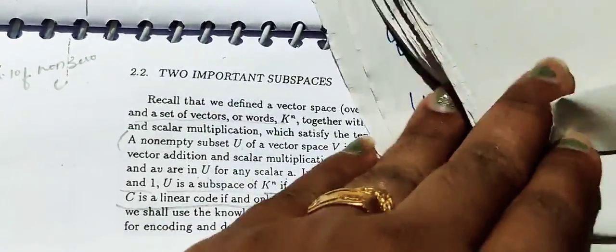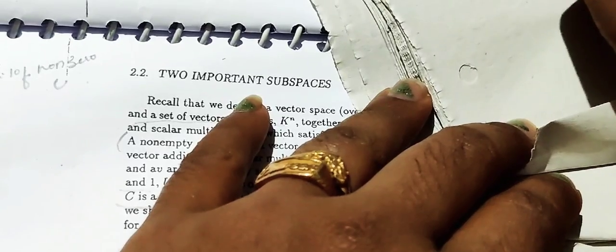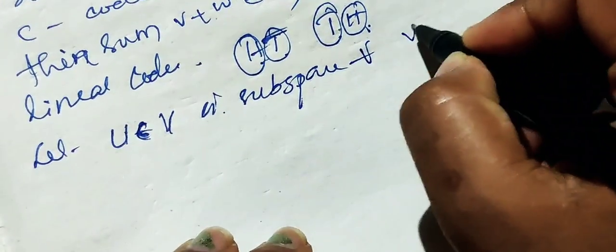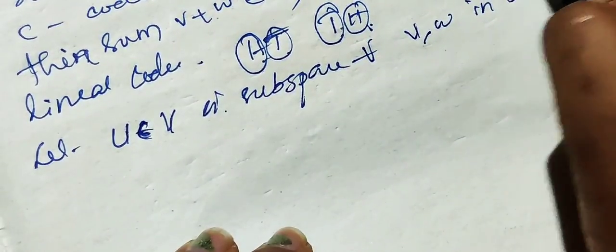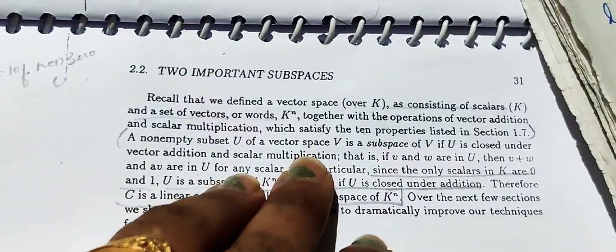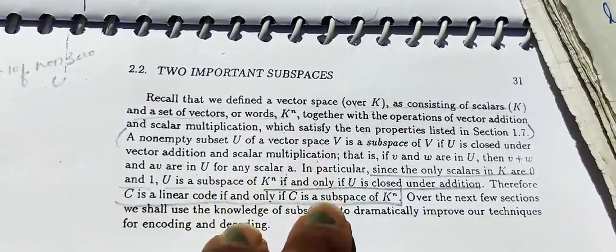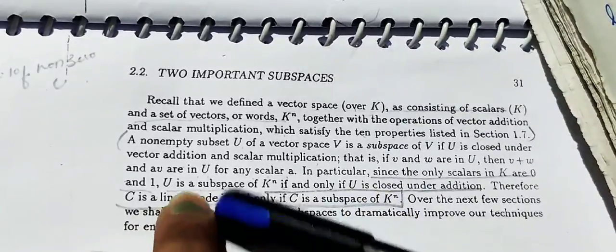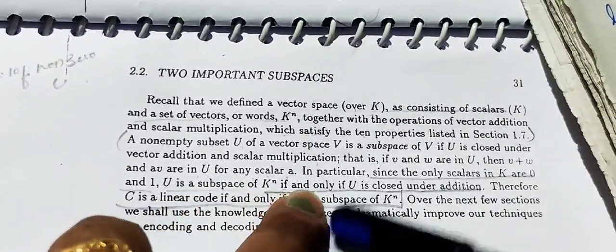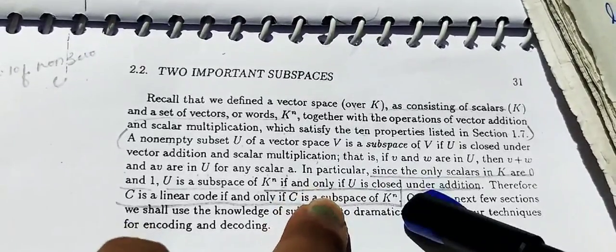So let U be a subset of V, it is said to be a subspace. What is a subspace? A subspace is itself a vector space, as we mean in linear algebra. So here similarly, U, a subset of V, is said to be a subspace. Then for every v and w in U, v plus w must belong to U. That is, U is closed under vector addition and scalar multiplication. Okay, and therefore U is a subspace of K^n if and only if U is closed under addition.